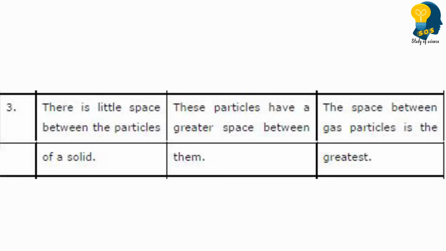Next, moving to the third difference. There is very little space between the particles of the solid. In the solids, the particles are arranged in order. They do not have space between them. Whereas the particles of the liquids have a little space between them. When we talk about the gases, gases have more space compared to liquids. So the particles of the gases have space between them.